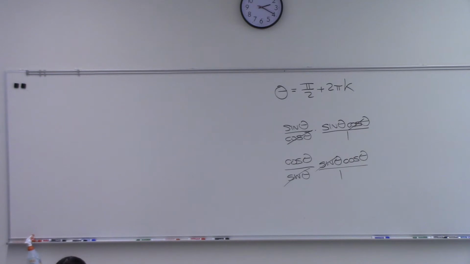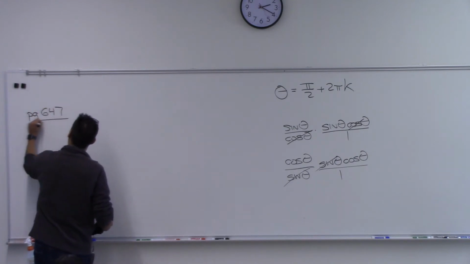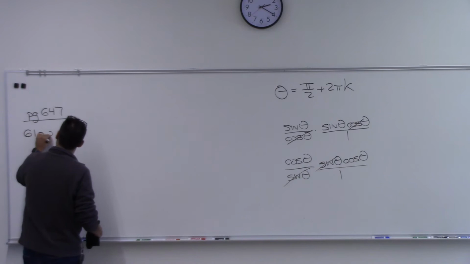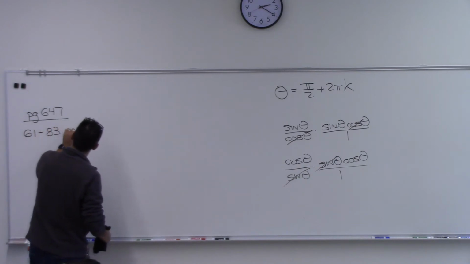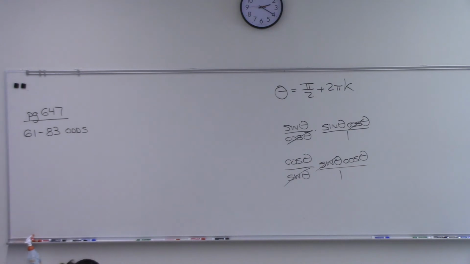So back on the homework, page 647. I would like for you to now look at problems 61 through, let's just go to 83, odds. And do what you can. Every problem in that set is somehow similar to something I did here.